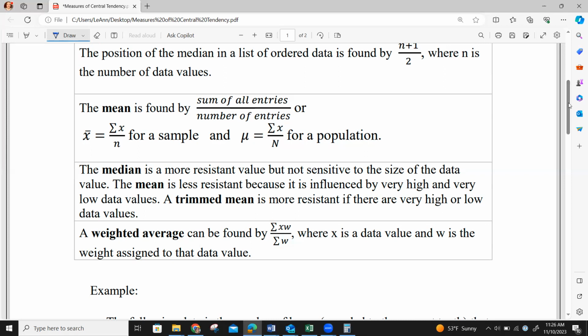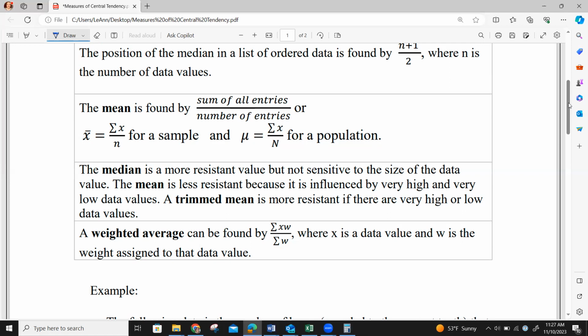The mean is less resistant because it is influenced by very high and very low data values. Because we sum all of the values in our data set to get the mean, having a very, very large or very, very low data value is going to adjust that mean when we do this division, and move it towards the right or towards the left of our actual central tendency. A trimmed mean can sometimes help with that. It's where we take off an equal percentage of high and low values from our data set to get rid of some of those extreme values and get a more centralized mean.